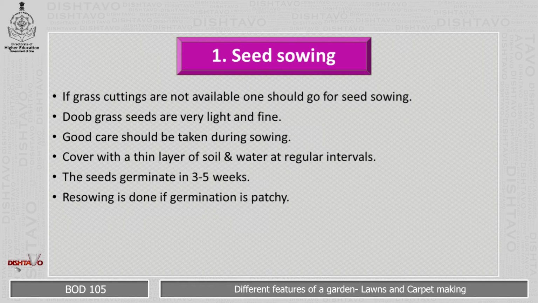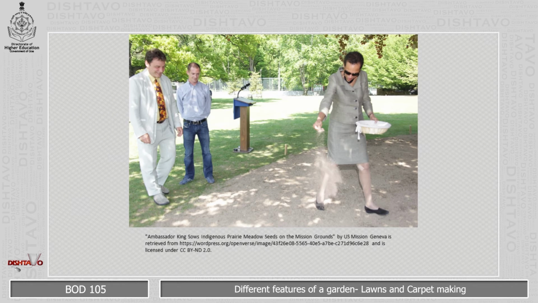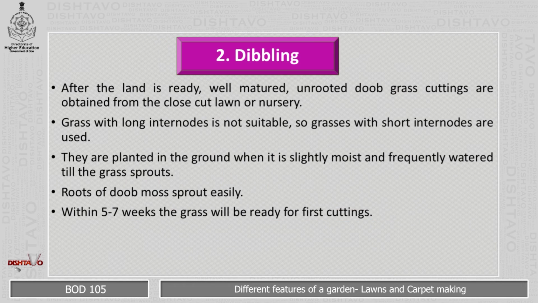If grass cuttings are not available, one should go for seed sowing. Dube grass seeds are very light and fine. Good care should be taken during sowing. Cover with a thin layer of soil and water at regular intervals. The seeds will germinate in 3 to 5 weeks. Re-sowing is done if germination is patchy. This is how it is done.